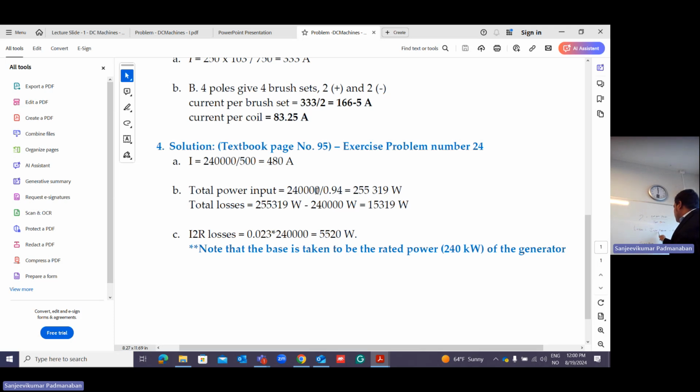Then how to calculate the loss? The loss is nothing but input power minus output power. You know the input power, which is 255,319, minus output power 240,000. You get 15,319 watts as your loss. Loss in your machine. Please calculate, utilize this time.